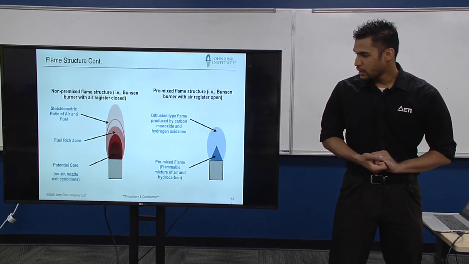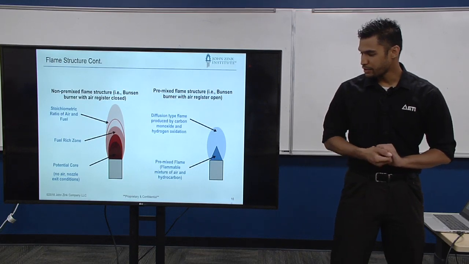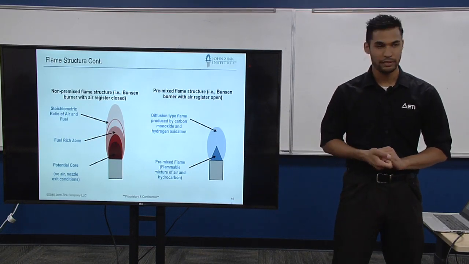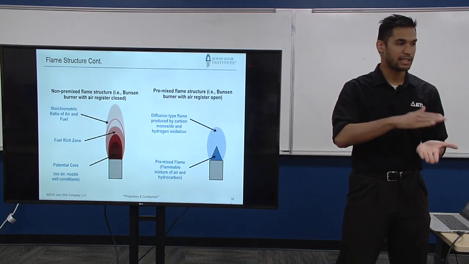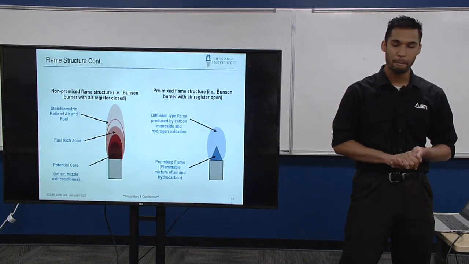Opposite for the premixed flames, right? You have the premixture right there, so usually you have a nice and tight flame, less zones, less of that gradient, right?